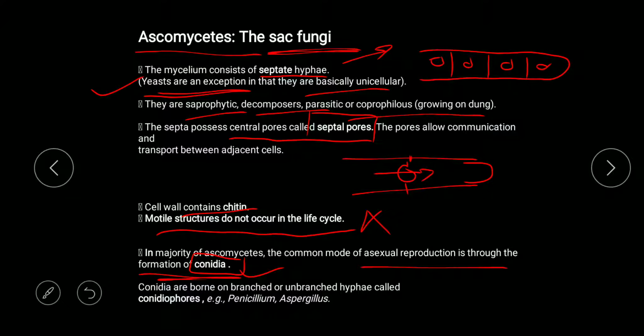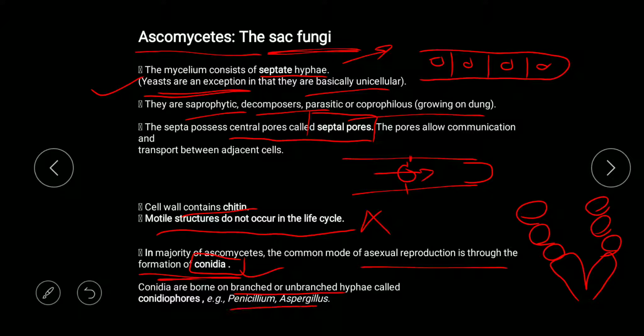Conidia are borne on branched or unbranched hyphae. They are borne on what? Branched or unbranched hyphae, and these hyphae are known as conidiophores. Means they develop on some stalk-like structures, over which the spores develop exogenously. Because of this, they are known as conidiophores. The important examples are Aspergillus and Penicillium. These are the two important examples that you should remember. We will deal with several examples, but remember these two importantly.